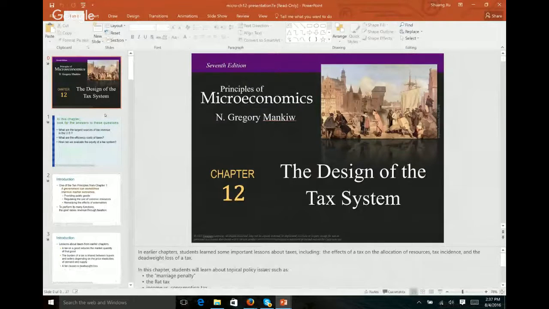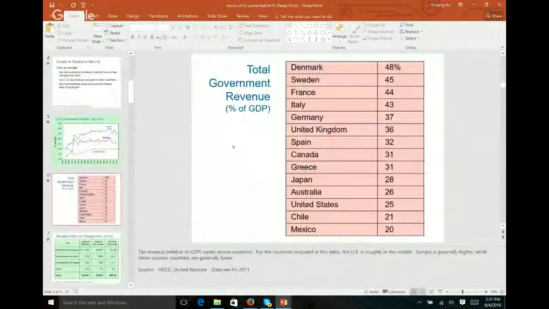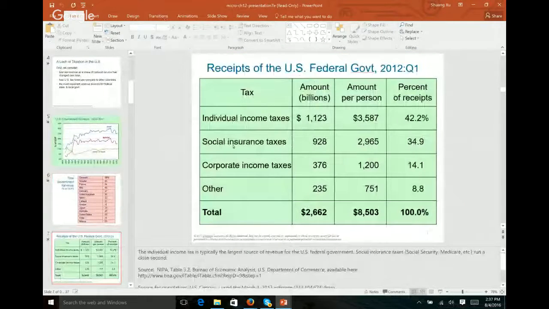So, design of the tax system. Let me see definitions. Which ones are you going to need to know? Not important. Not important. Not really important. But just make sure you know that the largest source of our government tax receipts is coming from individual income tax. Make sure you know that individual income tax contributes the biggest part of our government tax receipts.